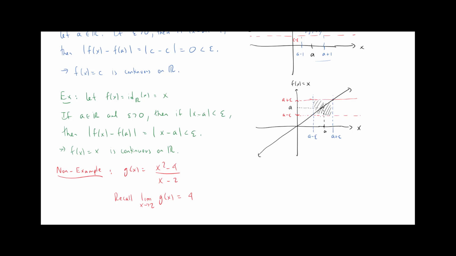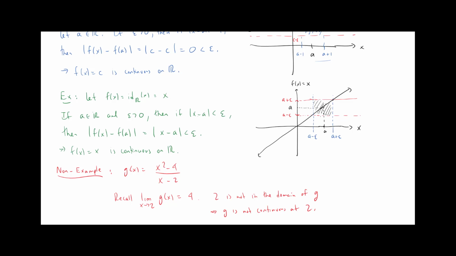However, 2 is not in the domain of g. All right, there's a limit at 2, but it is not in the domain, and therefore g is not continuous at 2. Okay, it's just not even a question we're going to ask in that case.